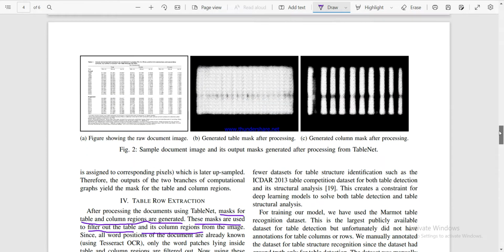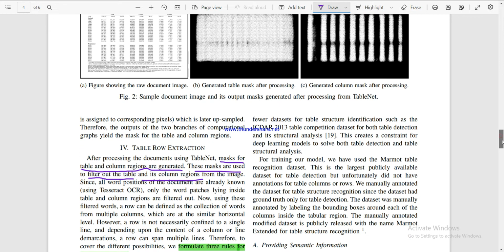In this figure you can see the raw document image, and then a table mask is generated after processing, and a column mask is generated after processing. So these are two kinds of masking.